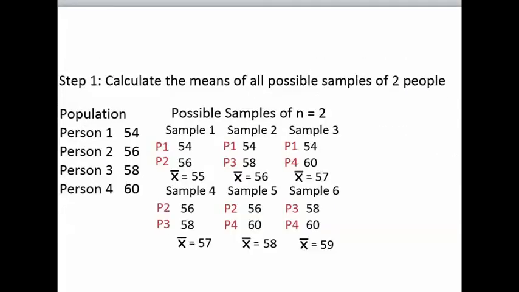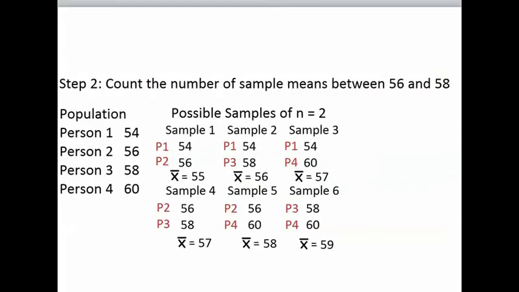So step 1 is going to be the same as it was last time. We're just sorting the population into all possible samples of 2 people, and we're calculating the mean of each possible sample. Once we get all 6 sample means, we're finished with step 1. In step 2, we need to count the number of sample means between 56 and 58, because that's what the question is asking about. We can see that 4 out of 6 possible samples have a sample mean between 56 and 58, if 56 and 58 are included.